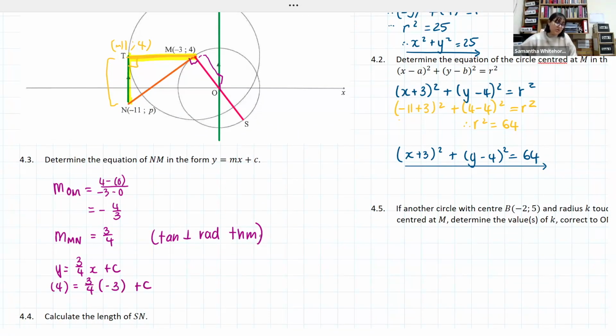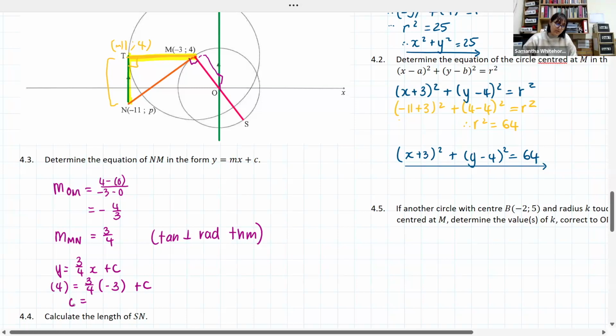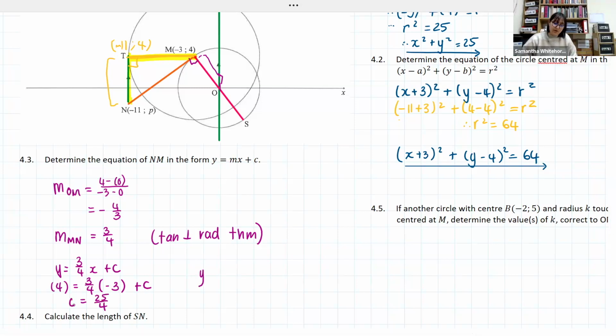Again, do it on your calculator. No reason to try and be fancy. And we get that c is equal to 25 over 4. So y is equal to 3 over 4x plus 25 over 4 is our straight line.